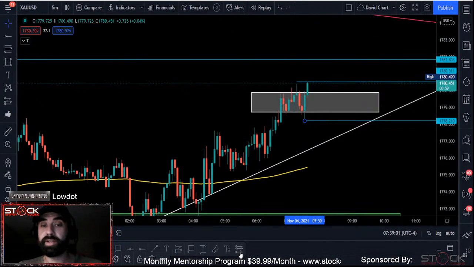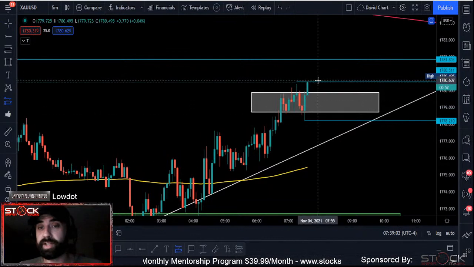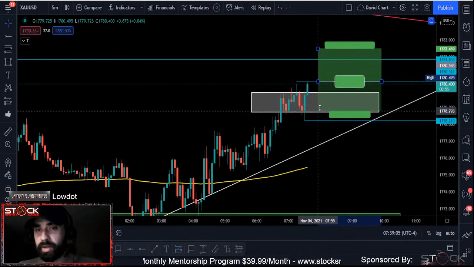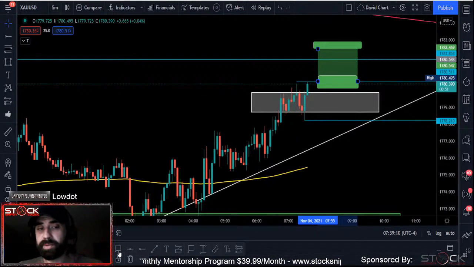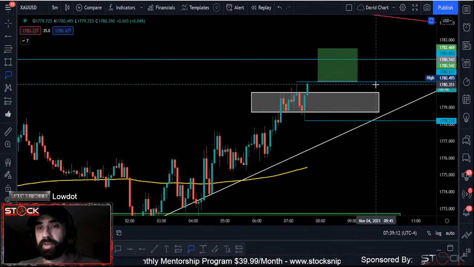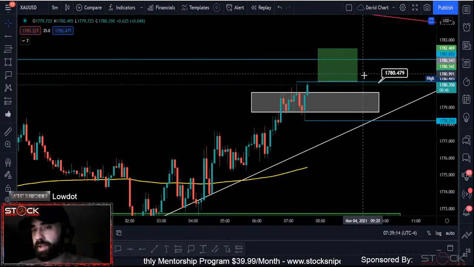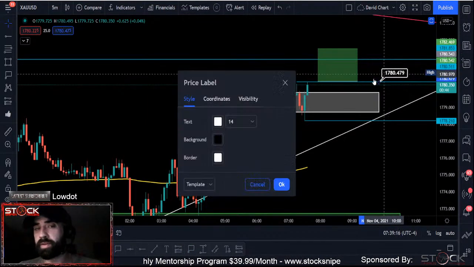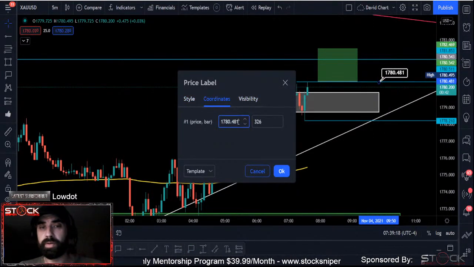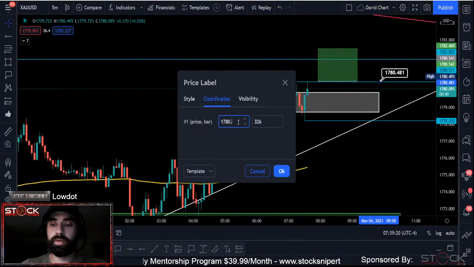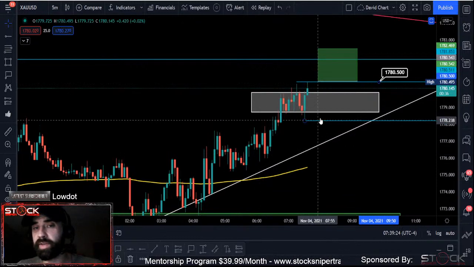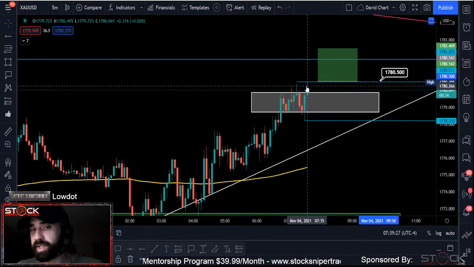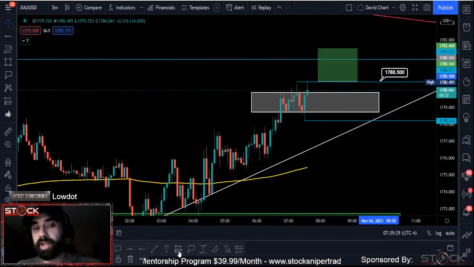so if price can continue, you can see it's breaking the high before making its next move. All right, roughly 1780.5. Okay, that's if it continues. If it gets rejected, it's going to hold resistance and be another impulse candle before making its next move.